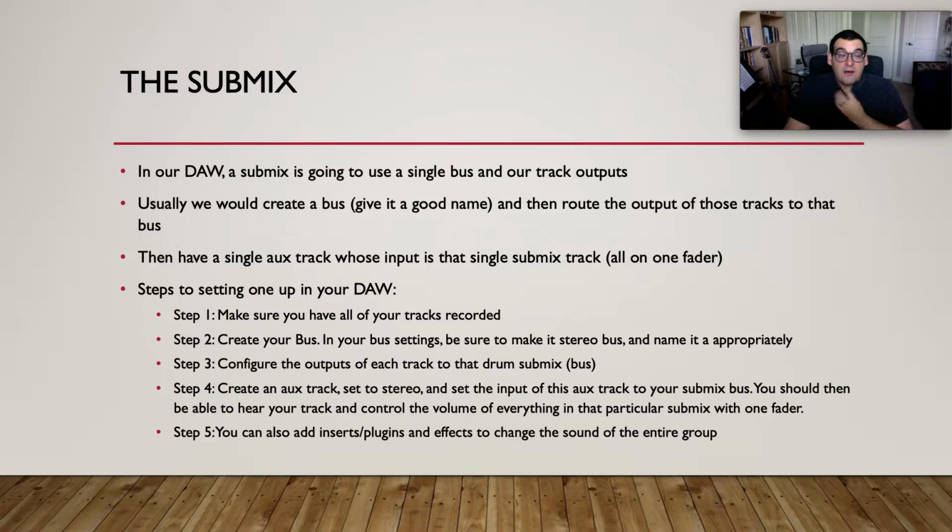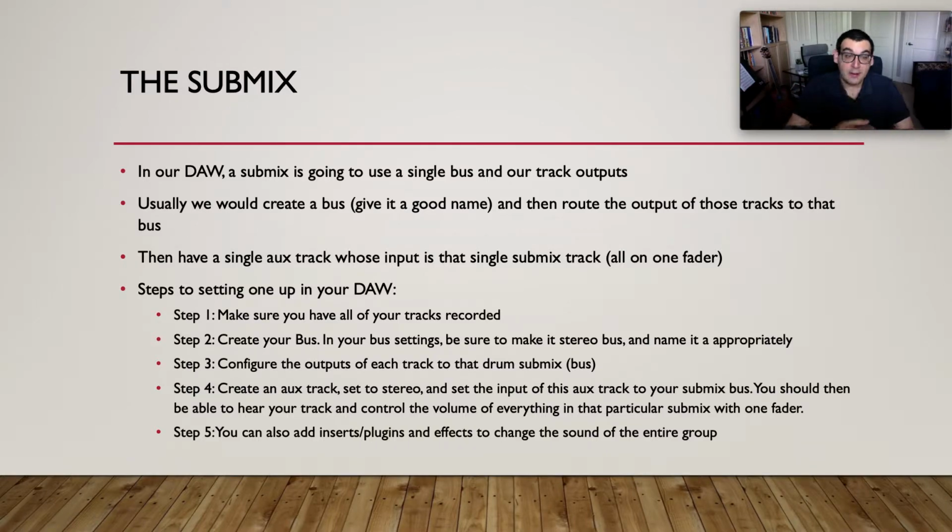When you have a single aux track and you create a bus, you're then going to have just one track that you have to deal with, and everything can be controlled with one fader. So to set up a submix and bus in your DAW, you first want to make sure that you have all of your tracks recorded. You're going to create a bus, and in your bus settings, you want to make sure that it is stereo, not mono. You want to make sure that the sound is coming through both speakers, not just one, left or right.